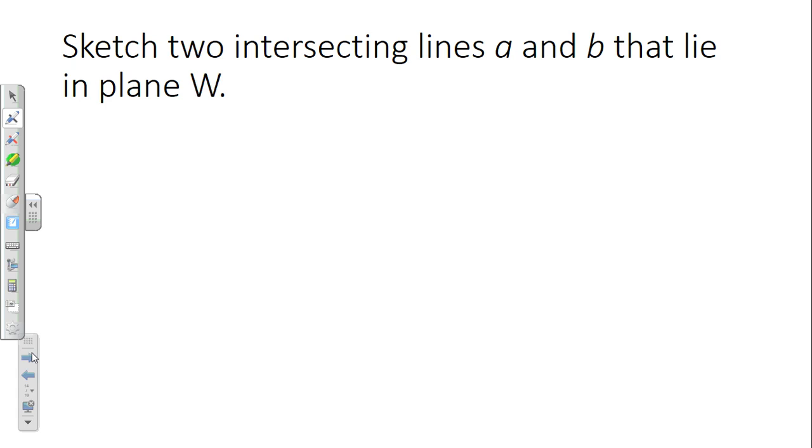We want to sketch two intersecting lines, A and B, that lie on plane W. So here's a hint. Draw the plane first. Okay? So when we draw a plane, what does a plane look like? Not an airplane, right? But a geometry plane. What have we been seeing when we see a plane? Like a diamond or a rhombus or a parallelogram, right? So start by drawing your parallelogram or your rhombus that looks like a plane. And label that plane W. Exactly, good job. And label it W. You want to make it kind of big so that you have some room to work, okay?